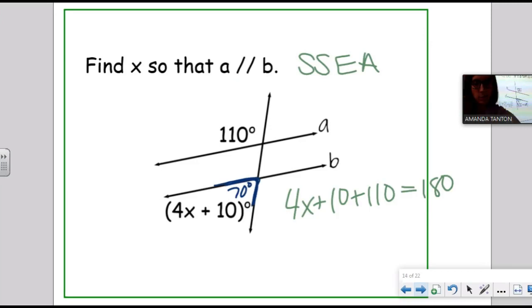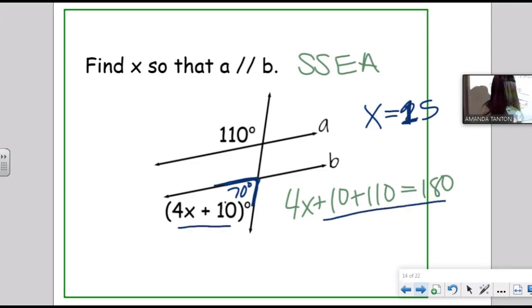On this one, x equals 25, I believe. Just kidding, 15. x is 15. So either doing this one or setting it equal to 70, x equals 15.